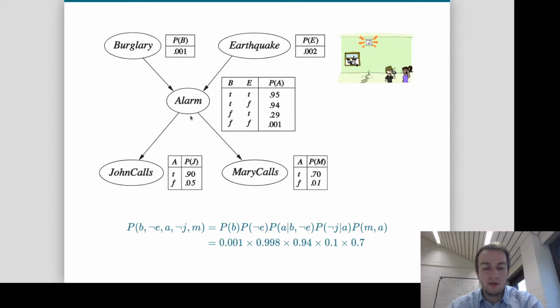Now, given this Bayesian network, what you can do is to evaluate the joint probability of any joint event, so any combination of values of the variables in the problem. Okay. For example, what is the probability that first there is a burglar, but at the same time there is no earthquake, the alarm is going on, your neighbor John is not calling you, but your neighbor Mary is calling you.